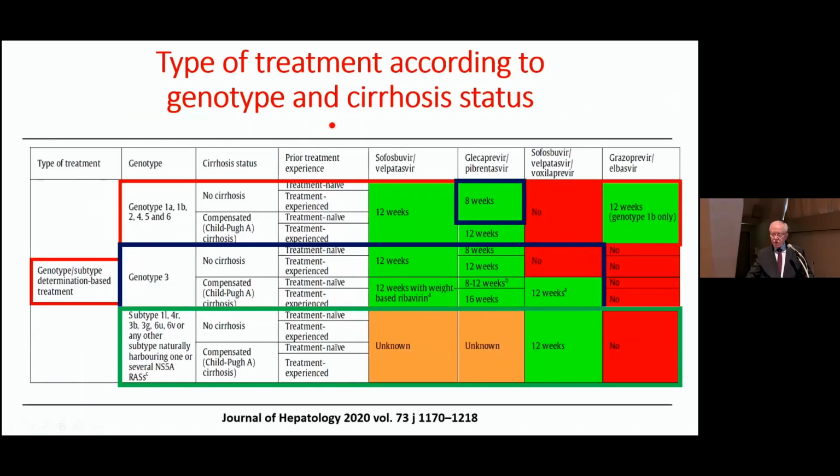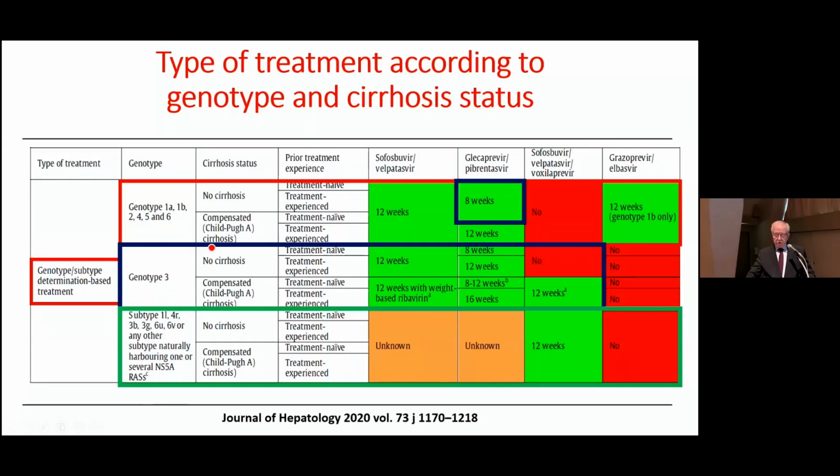Type of treatment according to genotype and cirrhosis status. Genotype and subtype determination-based treatment: genotype 1a, 1b, types 2, 4, 5, and 6, no cirrhosis or compensated cirrhosis, treatment naive or treatment experienced. 12 weeks with sofosbuvir velpatasvir, but 8 weeks only with glecaprevir pibrentasvir. If the patient has treatment experience, then we should give 12 weeks. Also, grazoprevir elbasvir can be given for 12 weeks.